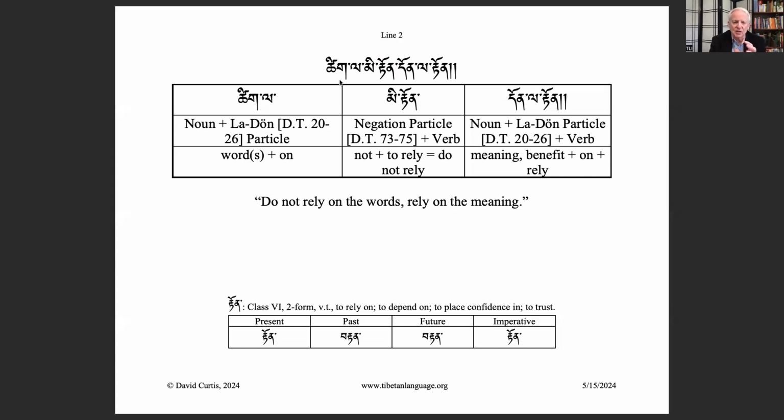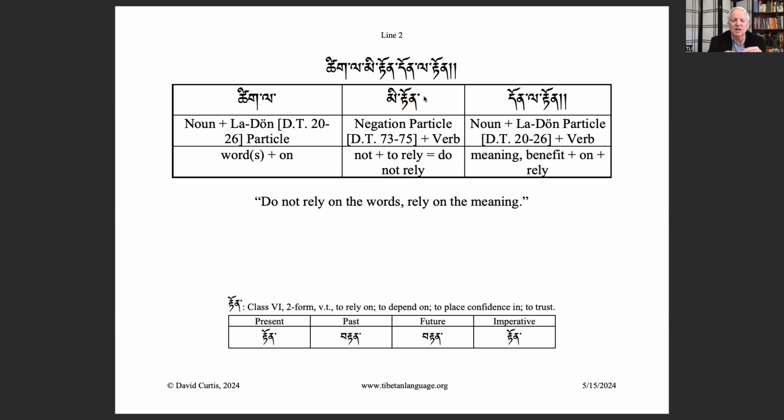So we've got Sik and La in one box. Sik is a noun. We can drop down and see that it means word. And then it's got another La Dun particle from the Divine Tree Grammar Poem, verses 20 to 26. And that particle can be the one that means regarding. Here we get a little more specific and make it on, but regarding words, or the word, okay. And then the next box is Mitun, don't rely again, Maki Gumi negation particle from the Divine Tree Grammar Poem, verses 73 to 75. And then the verb tun again, Mitun.